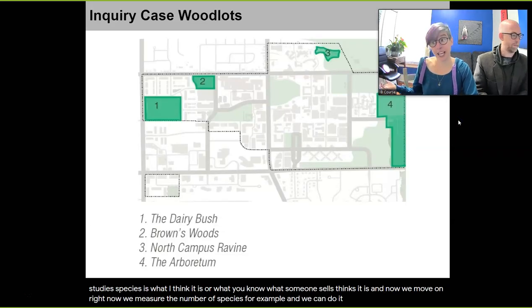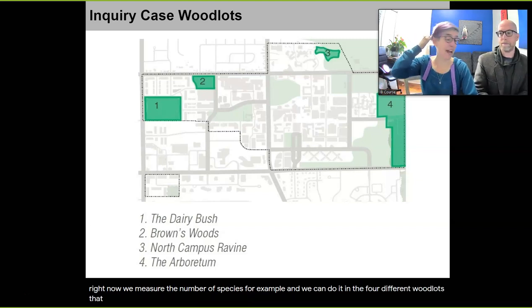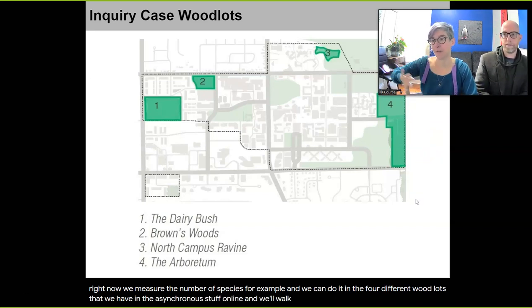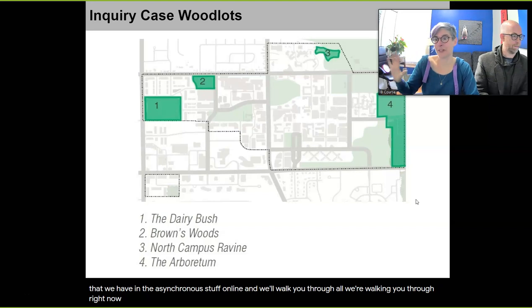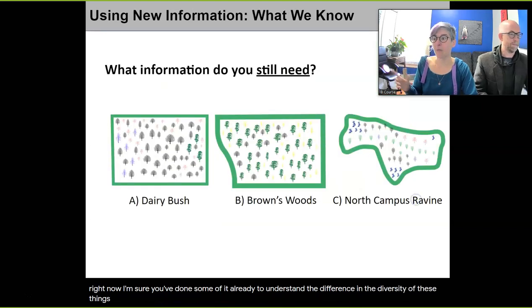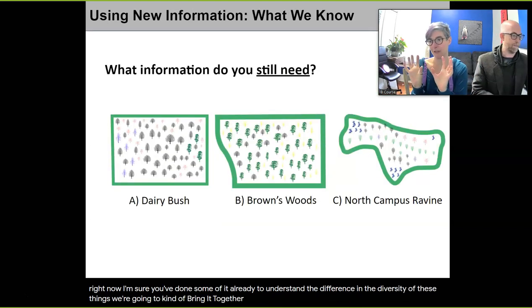And we can do it in the four different woodlots that we have in the asynchronous stuff online. And we'll walk you through all, we're walking you through right now. I'm sure you've done some of it already to understand the difference in the diversity of these things. We're going to kind of bring it together though.